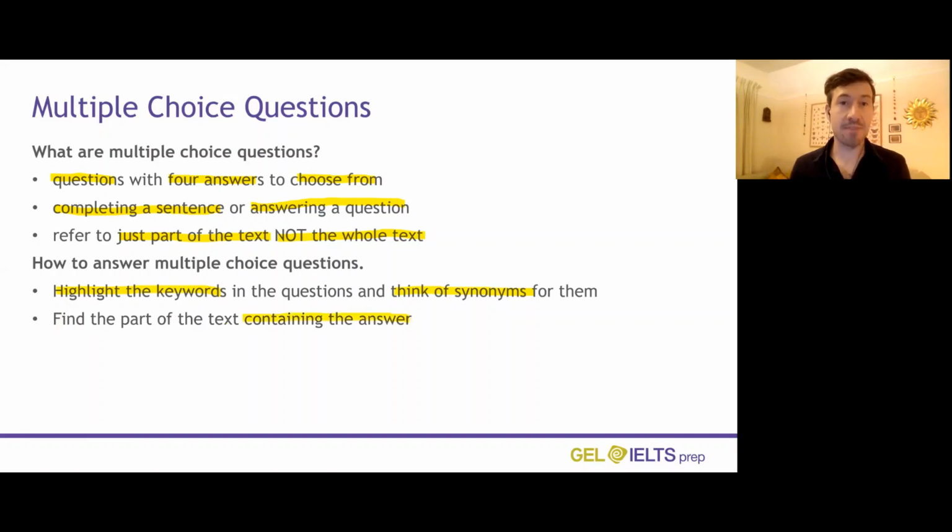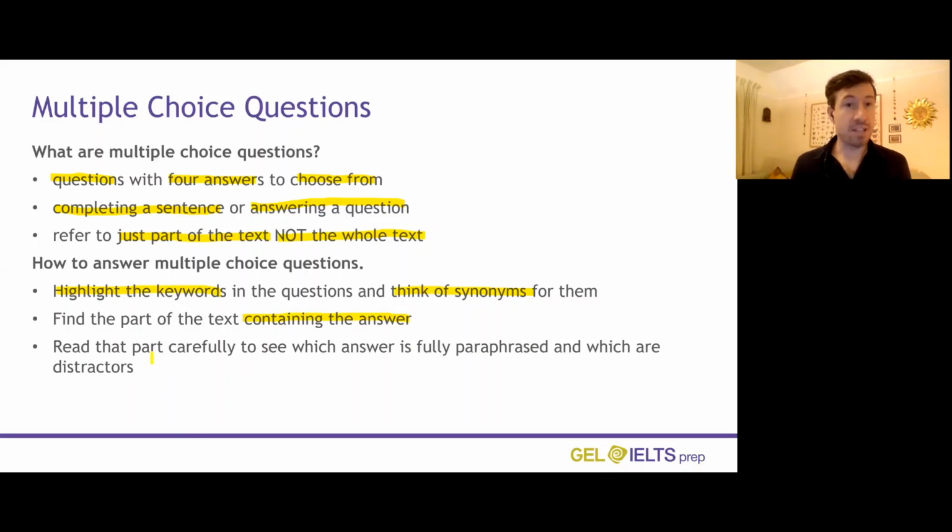Once you've highlighted the keywords and you've thought of synonyms, you need to find the part of the text containing the answer. So you quickly look for it and you go, okay, I think the answer is in here. When you've found that part of the text, you need to read it carefully to see which answer is fully paraphrased. What I mean is which of the 4 options is 100% in there. Not just 1 word or 2 words, but the whole thing needs to be in the text. And which are distractors. Because there's 4 options, 3 of them are incorrect, so 3 of them will likely have distractors in them.